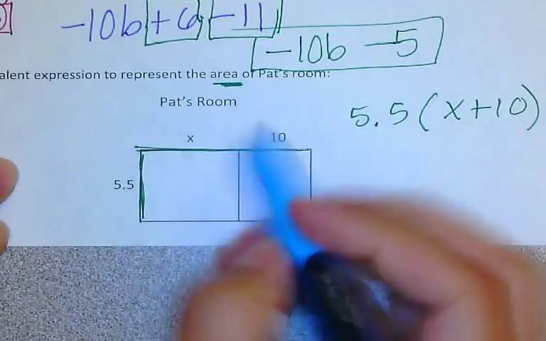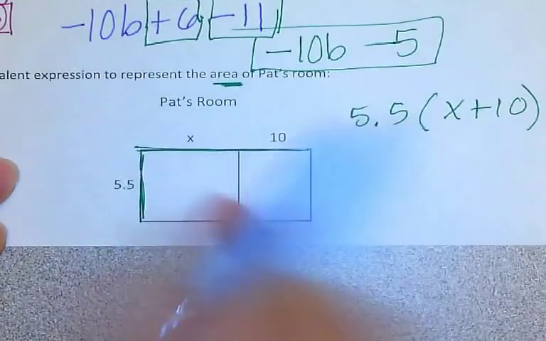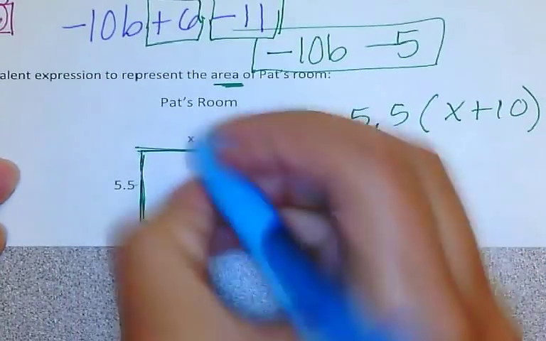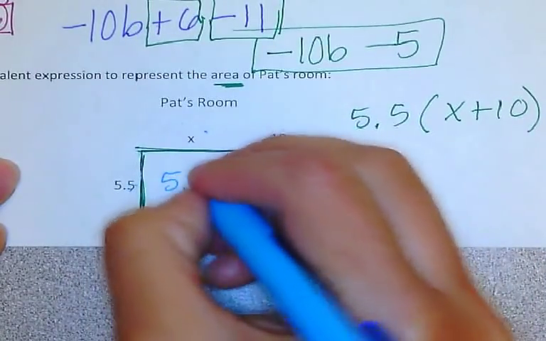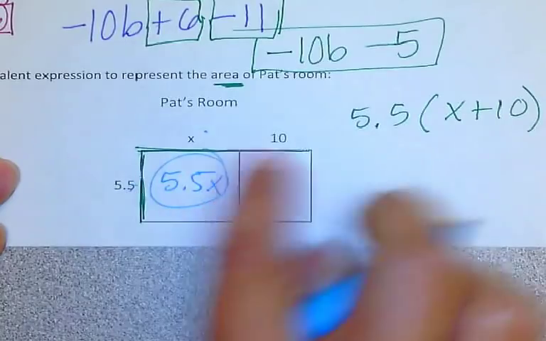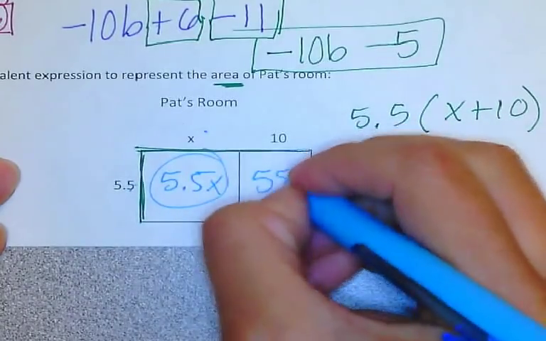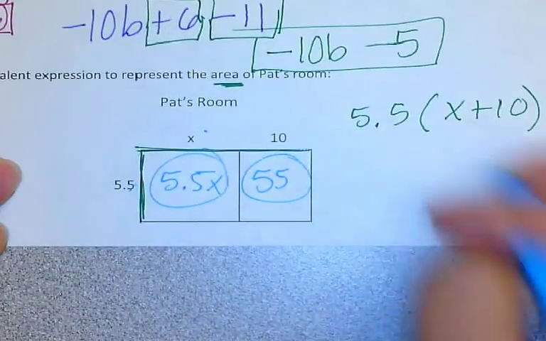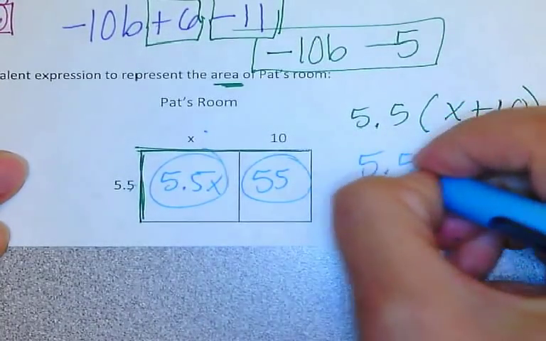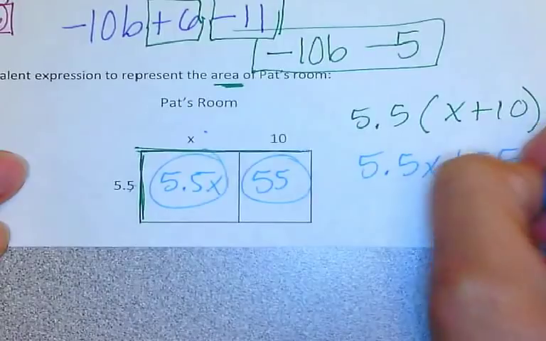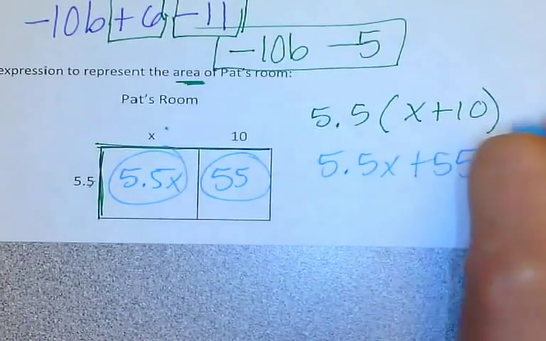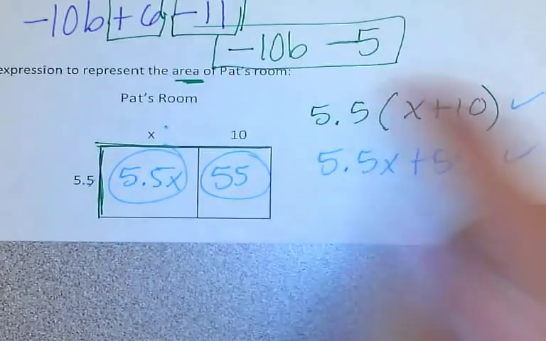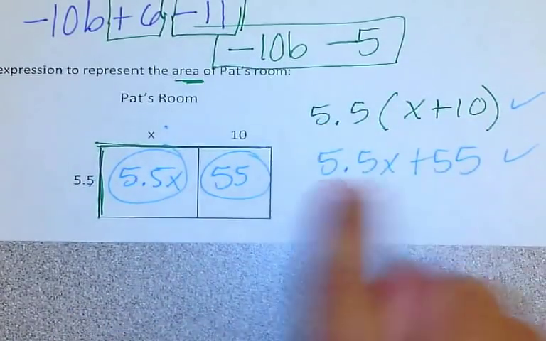Another is to actually multiply each section to know what the area of this is, and then add the area of that. So then you would have 5.5x is the area of that, and over here you would have 55, because 5.5 times 10 is 55, to be the area of that. So the other way would be this. And as you can tell, these two are equivalent expressions. So you could represent the area of Pat's room this way or this way.